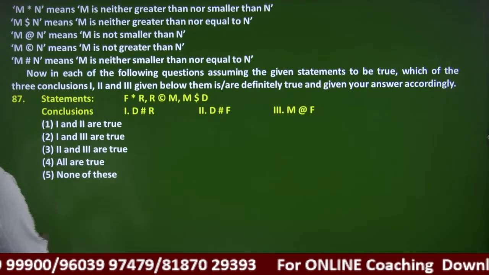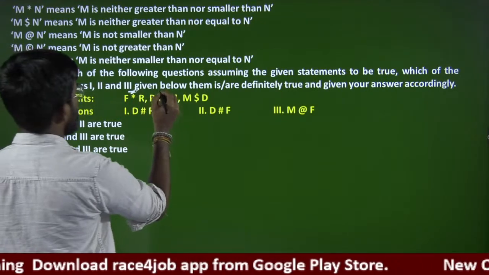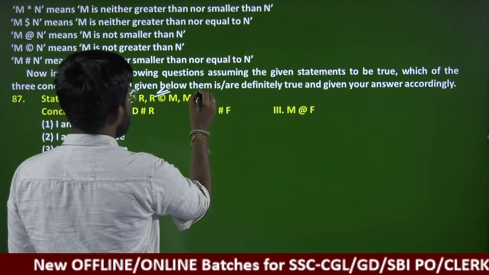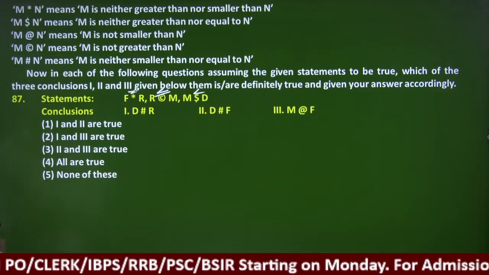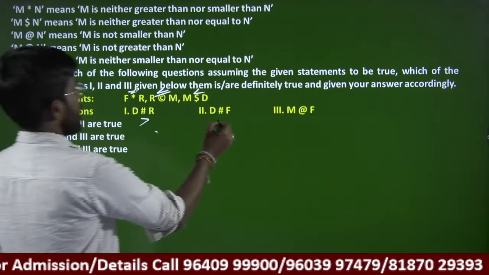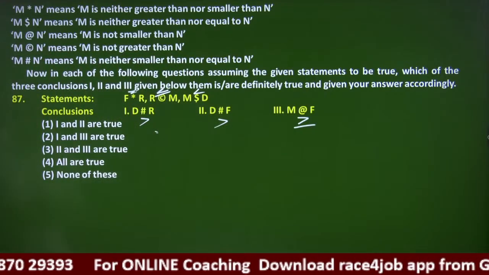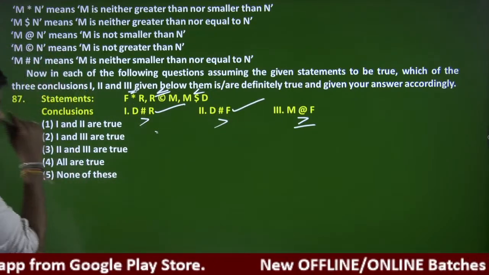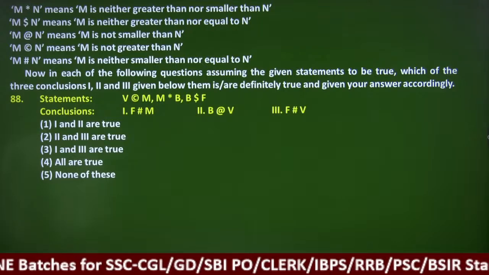Next, F star. Star represents neither greater nor smaller, means equals to. C circle represents not greater, means less than or equals to. Dollar represents neither greater than nor equals to, means less than. Ash represents neither smaller nor equals to, means greater than symbol. At the rate represents not smaller, means greater than or equals to. From D to R, yes, we can move from D to R. D to F, yes, we can move. And M to F along with equals to, yes, correct. So all are true.